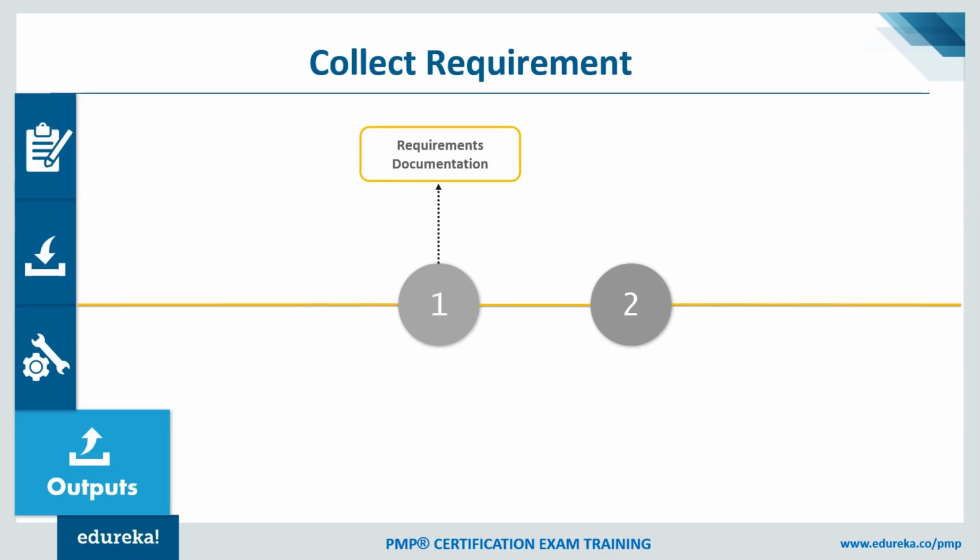So requirement documentation would have whatever template is used in your organization, and requirement traceability metrics. These are a couple of outputs that we can think of getting out of this process. Requirement documentation is where all the requirements are captured, and traceability metrics is where we try to see how we establish traceability of that requirement through the project life cycle. There could be backward traceability or forward traceability.